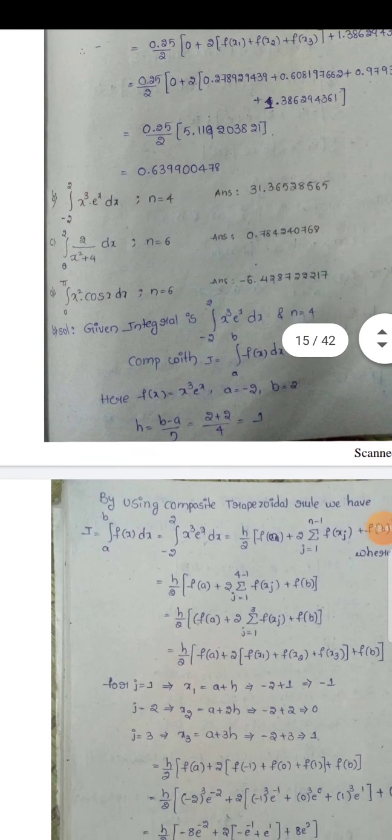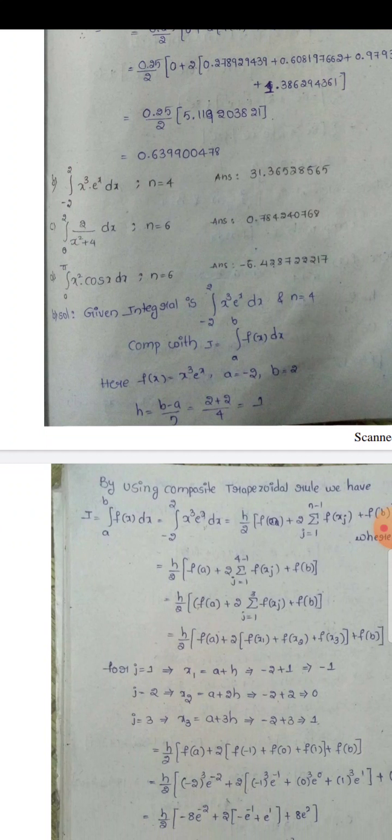Next problem, integral minus 2 to 2 of x cube e power x dx, n equals 4. Next, integral 0 to 2 by x square plus 4 dx, n equals 6. Next, integral 0 to 5 of x square cos x dx, n equals 6.